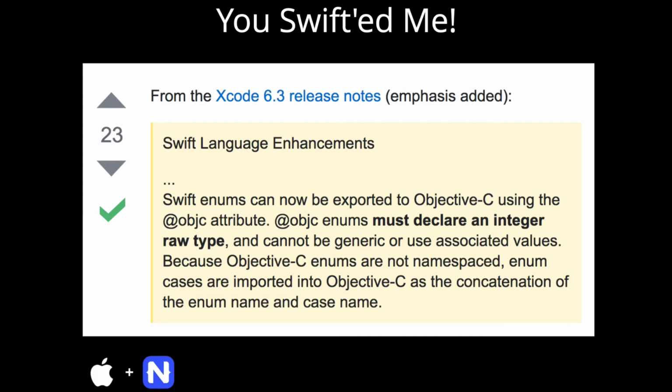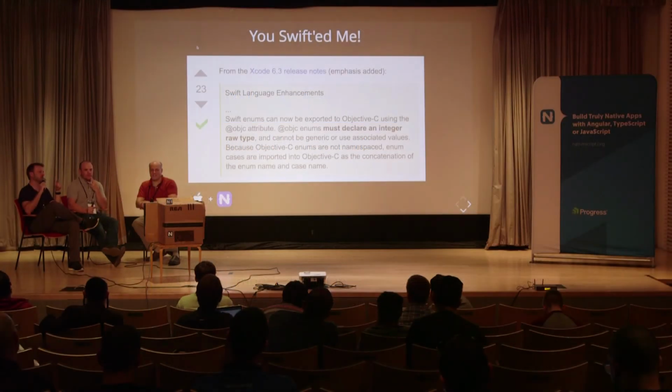And so this @Objective-C declarator is going to allow us to do that. Also in bold, one of the most important answers you could get on this topic: you must declare an integer raw type. This is critical, especially with these enums. You can see @Objective-C enums must declare an integer raw type. It could not be more clear.